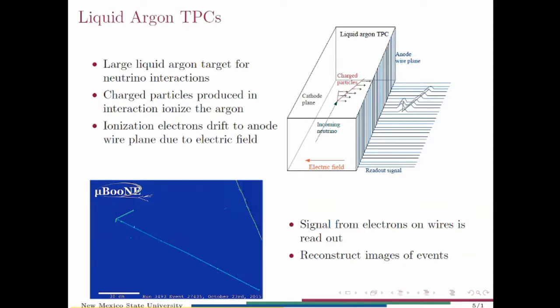This is how liquid argon TPCs work. So here's your TPC. This is filled with liquid argon. A neutrino comes in, interacts with the argon. The charged particles coming out ionize the argon, and the electrons from the ionization get drifted through an electric field to the anode here, where we have a bunch of wires strung up. The electrons hit the wires, and we can read out the signal. So here, these are all the wires going like this, and this is a nice neutrino interaction in MicroBooNE.